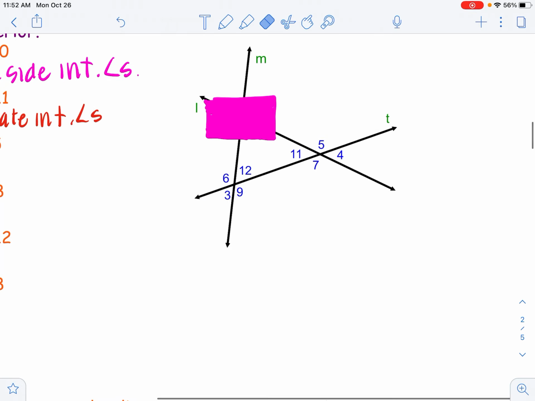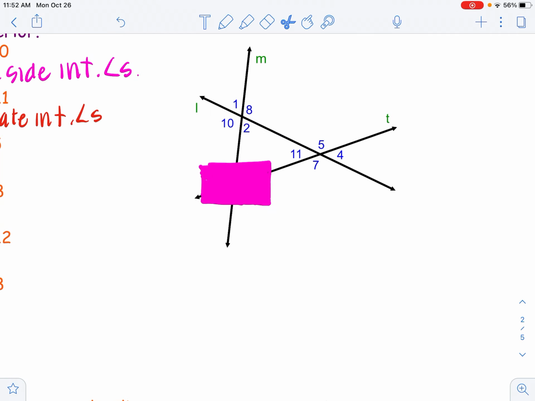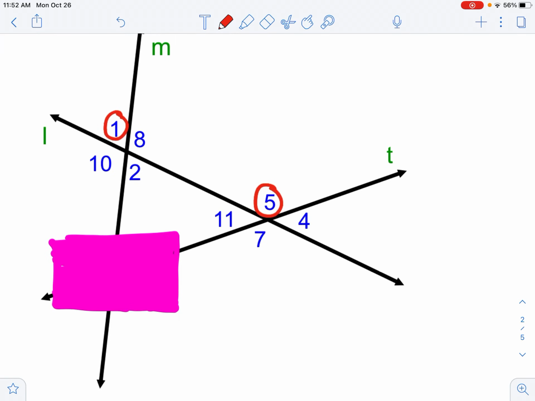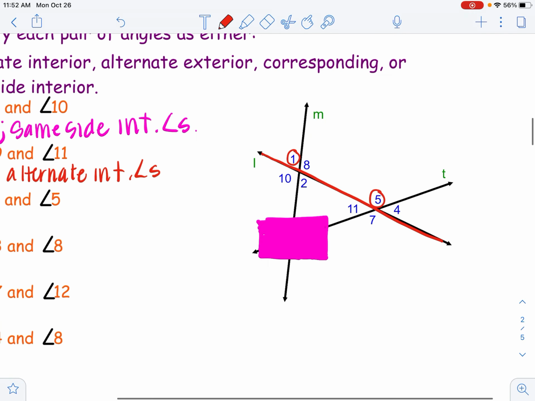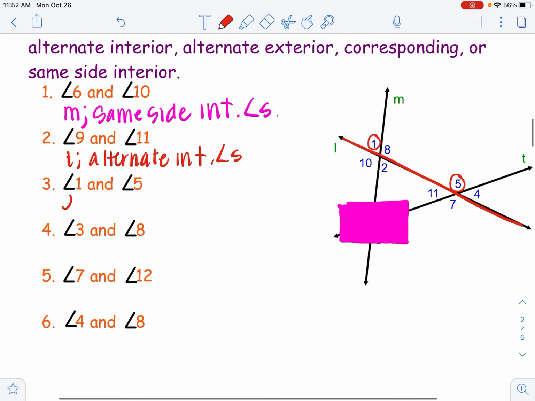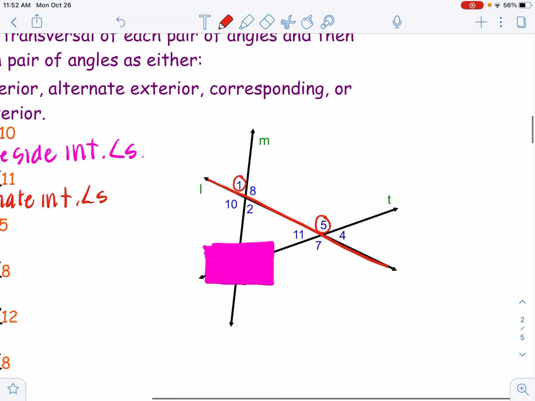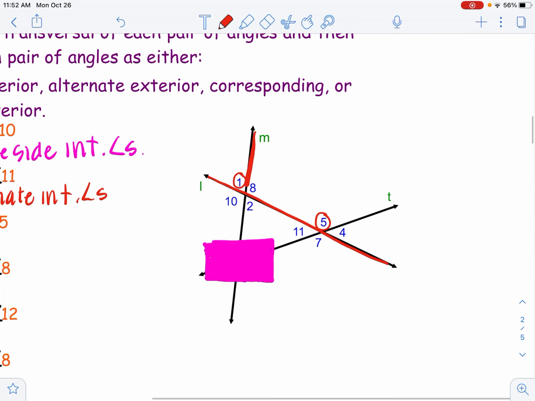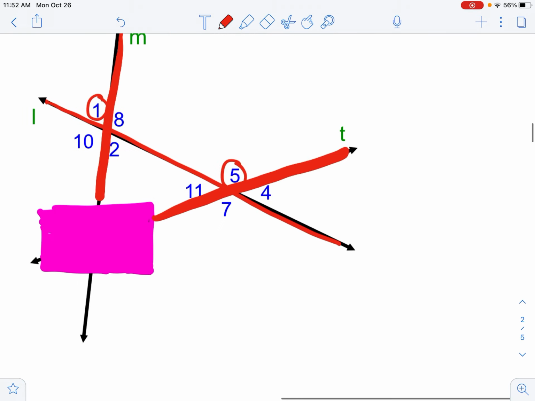All right, next, 1 and 5. I see 5, but I don't see 1. So I'm assuming 1's underneath that. So there's 1, there's 5. Okay, so first off, my transversal, what's the line that they're both touching? They're both touching line L, so that's my transversal. That means that my double lines are my other two lines. My double lines are M and T. I'll make those a little bit thicker instead of using a different color.